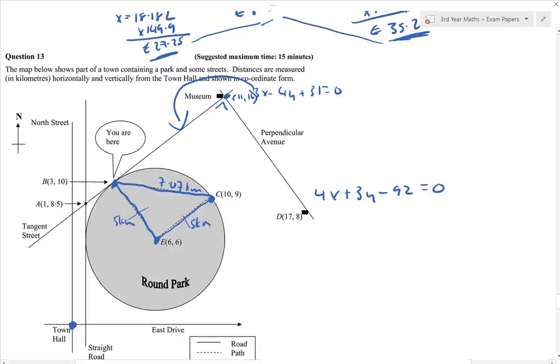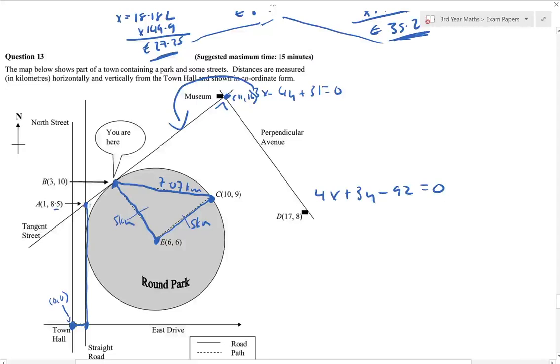So let's see. He could go east for 1 kilometer. So we could go from here to here for 1 kilometer. How do we know this is 1 kilometer? Because the town hall is at 0, 0, and we know the x value here is 1. So that distance must be 1 kilometer. He then could go up for 8.5 kilometers because we know the distance from here to here is 8.5, because this is 0, 0 and the y value here is 8.5.